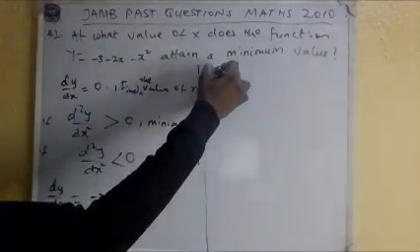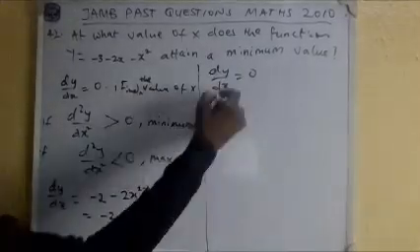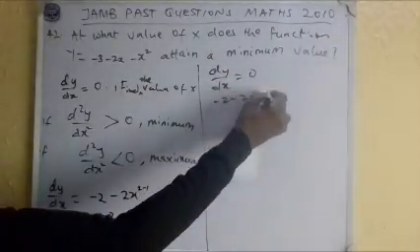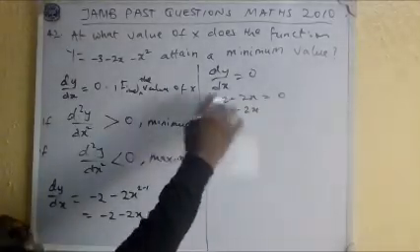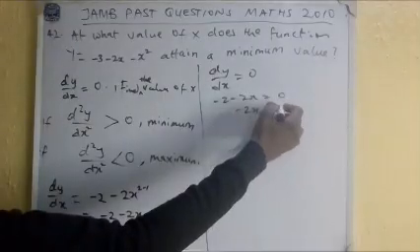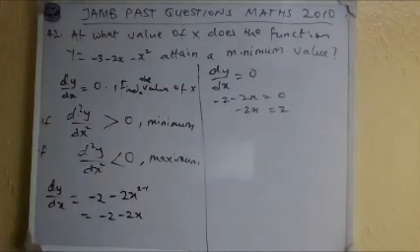So this is the differential. Now we are going to equate dy/dx to 0. So this differential equals 0. So minus 2x here, when the 2 goes over, it becomes plus 2.